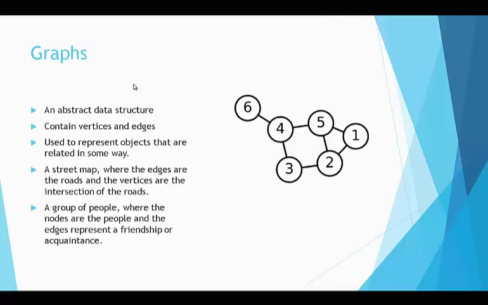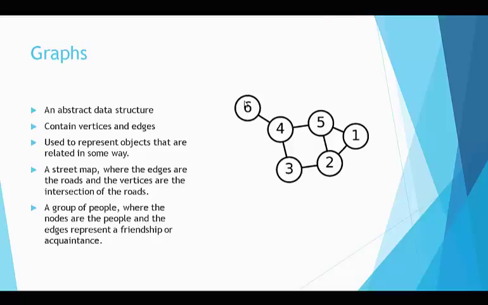So first I'm going to talk about some information about graphs. A graph is an abstract data structure. It contains vertices and edges. You can see my graph here at the right where the vertices are the numbered circles and the edges are the straight lines that connect the vertices. Vertices can also be called nodes. I'll use nodes interchangeably with vertices throughout the presentation.